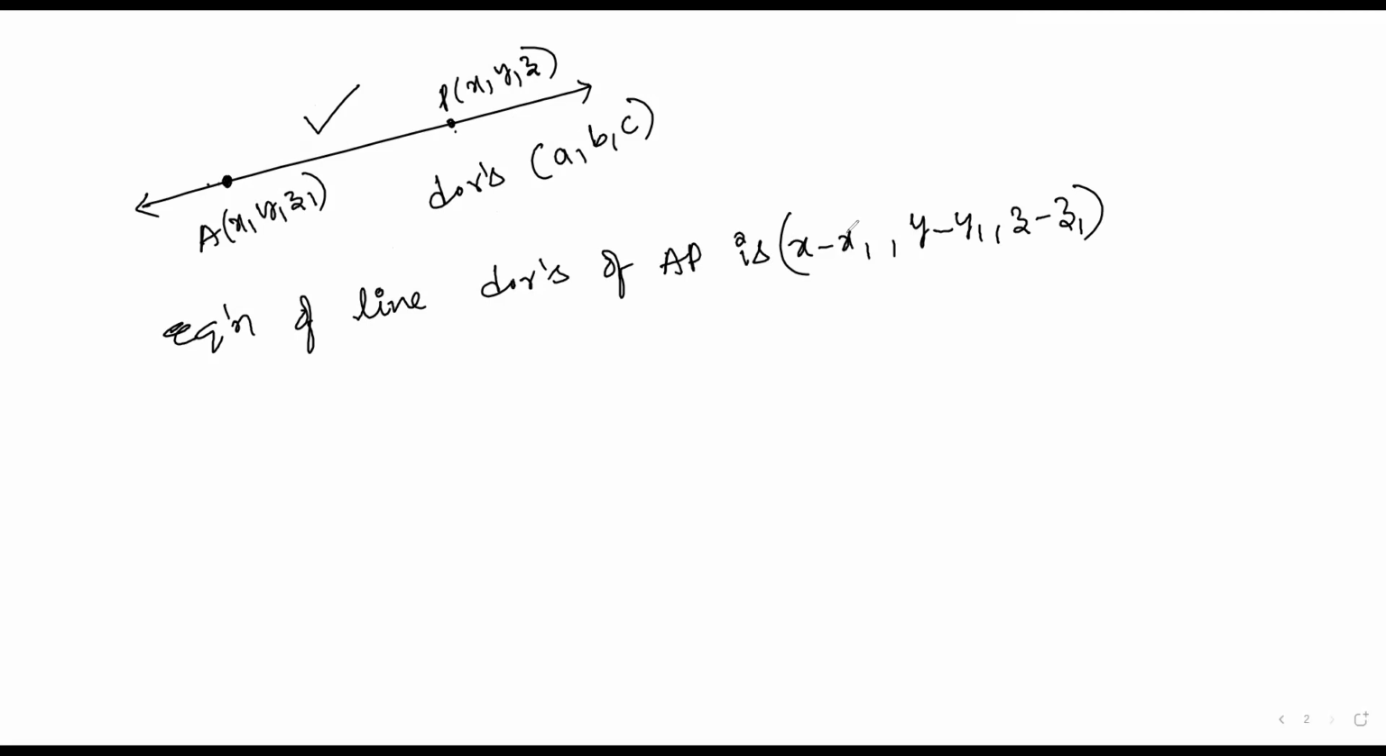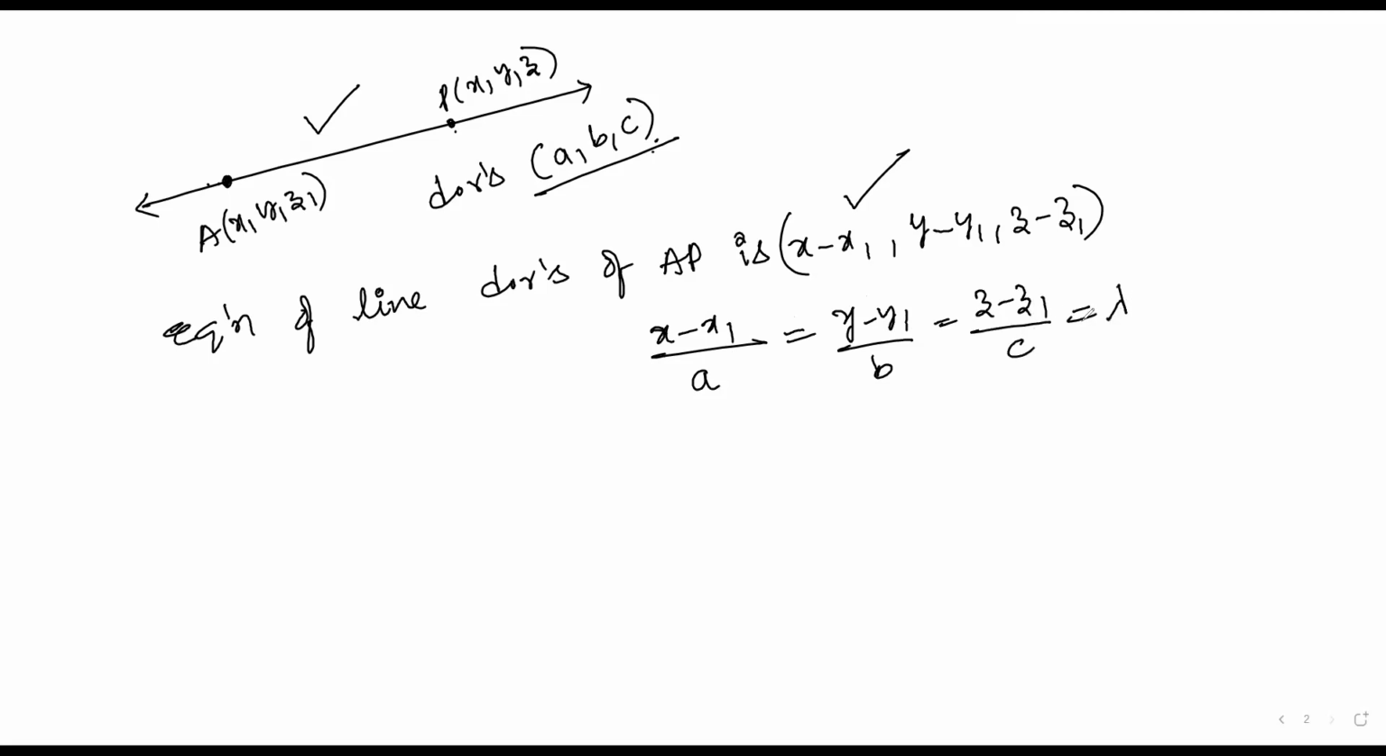Yes, sir. These are also DRs. These two are proportionate. That means x minus x1 by a is proportionate. All the two DRs are the same. So DRs are always proportionate. That means x minus x1 by a equal to y minus y1 by b equal to z minus z1 by c, equal to some lambda, t, or whatever. If you don't write it also, this much is the equation of the line.